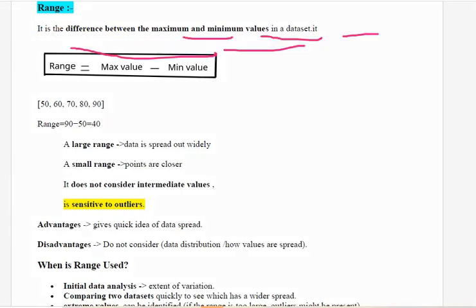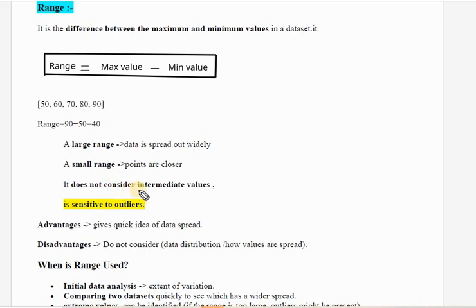Let's see range. What is range? It is the difference between the maximum and minimum values in a data set. For example, this is our data set. Max is 90 and minimum is 50. So 90 minus 50, it is 40. The range is 40. What does a large range mean? Data is spread out widely. If the range value is small, the points are very close.